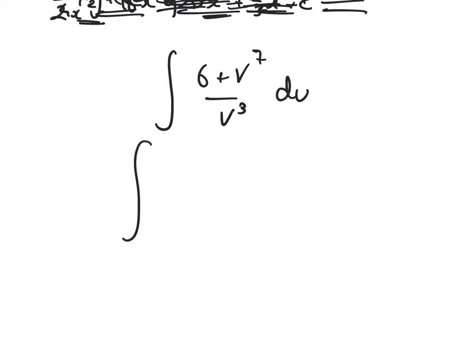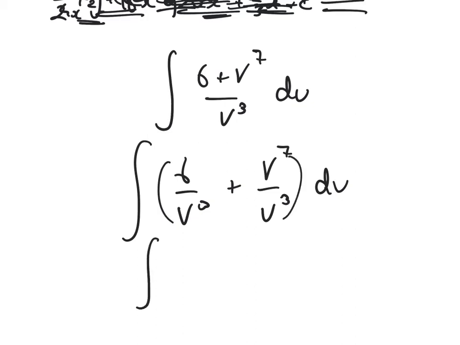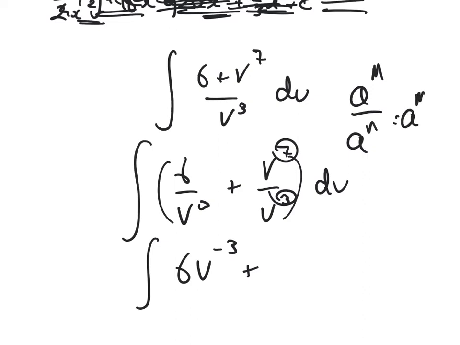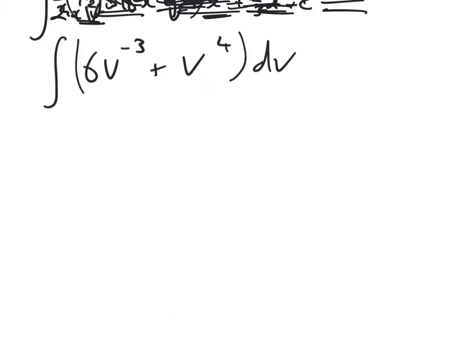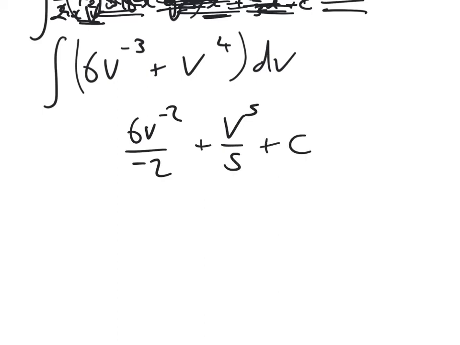Okay, now I'm going to integrate 6 plus v to the 7 over v cubed. So again, split it up, and that will be 6 over v cubed plus v to the 7 over v cubed. I'm going to continue to prepare to integrate: 6v to the minus 3. My second rule of indices, a to the power m divided by a to the power n equals a to the power m minus n, will tell me that that is v to the power 4. Okay, so now I can integrate. So add 1 to the power, divide by my new power, that will be 6v to the minus 2 over minus 2 plus v to the 5 over 5 plus c.